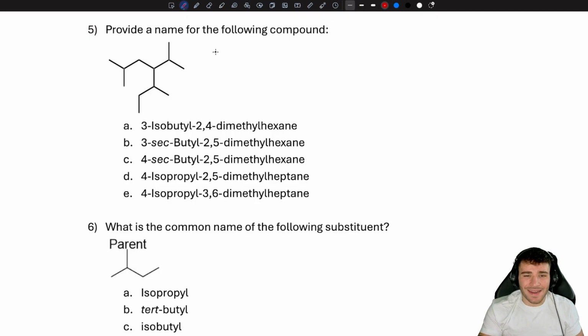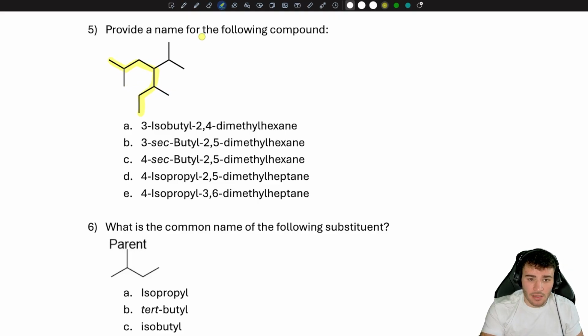The next question, we're providing a name again for the following compound. Again, we're not giving an IUPAC name. So the first step, what I like to do is to find the longest chain. It might be this one. 1, 2, 3, 4, 5, 6. Okay. Maybe this one. 1, 2, 3, 4, 5, 6. 1, 2, 3, 4, 5, 6, 7. That's the longest chain.